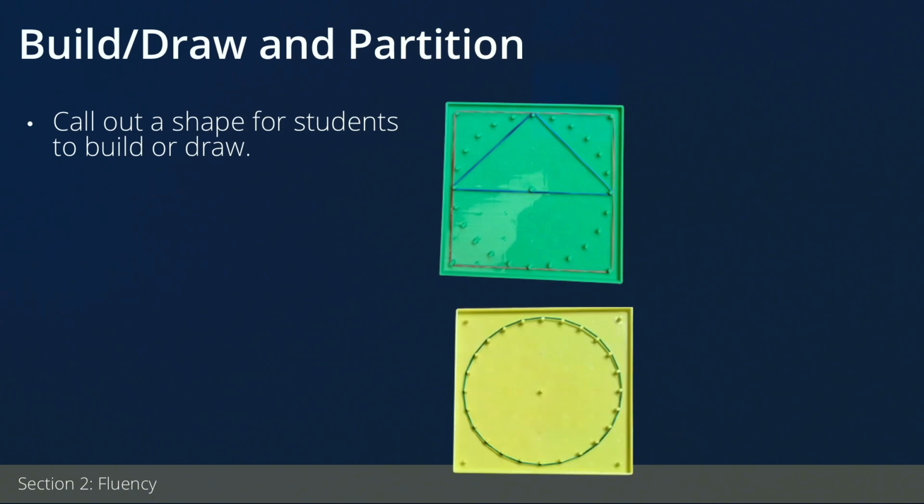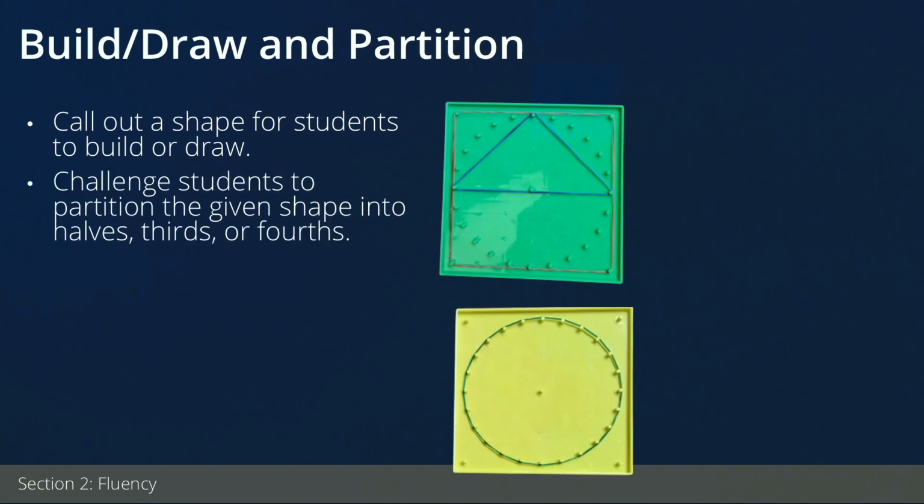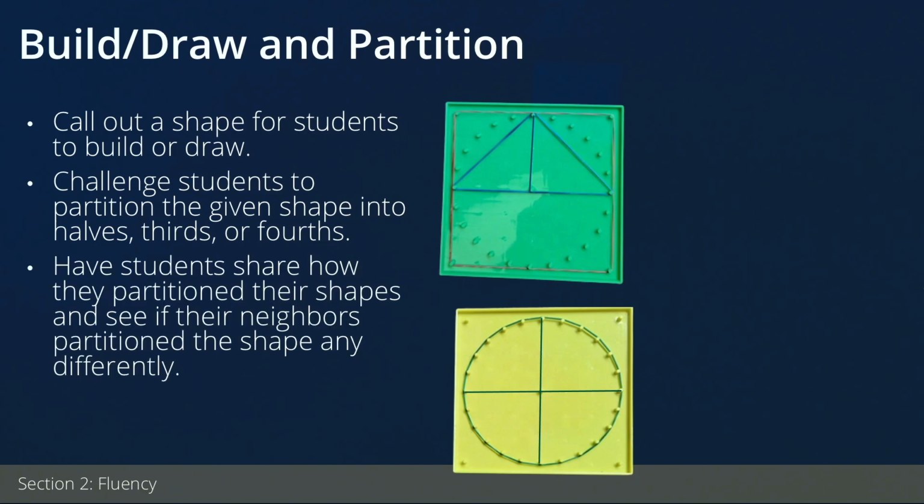So maybe you call out for students to draw a shape or construct a shape. Here maybe they're using their geoboards. And then challenge students to partition that shape into halves, thirds, or fourths. This is nice on the geoboard because you could use another rubber band to do that. And if you don't want to use the hands-on geoboards, go ahead and use the digital geoboards. But then you want students to be talking about how they constructed their shape and then how they partitioned their shape. This would involve a lot of use of really strong math vocabulary.